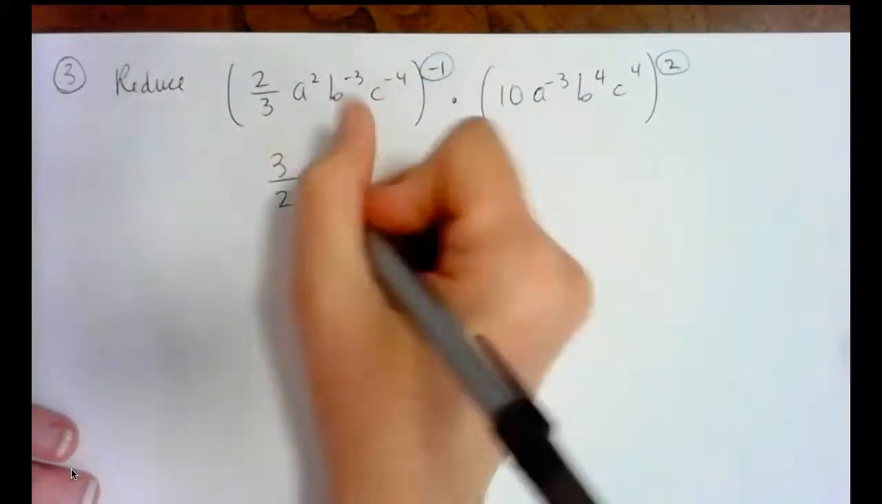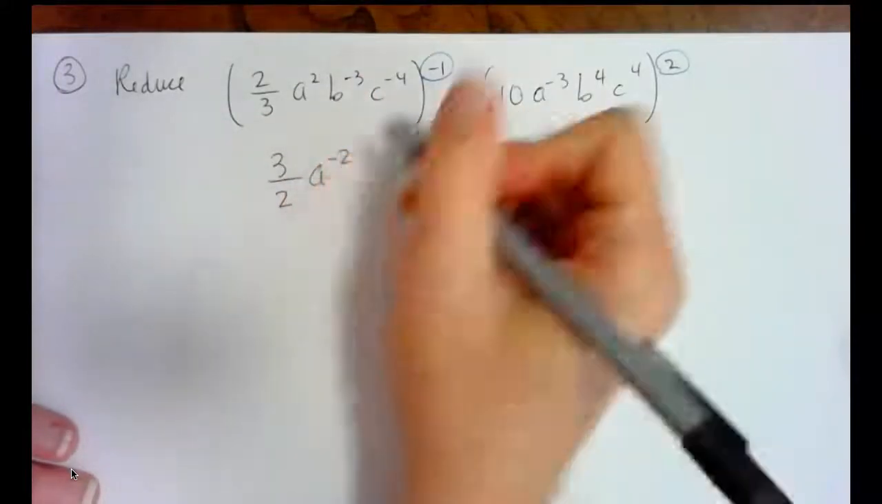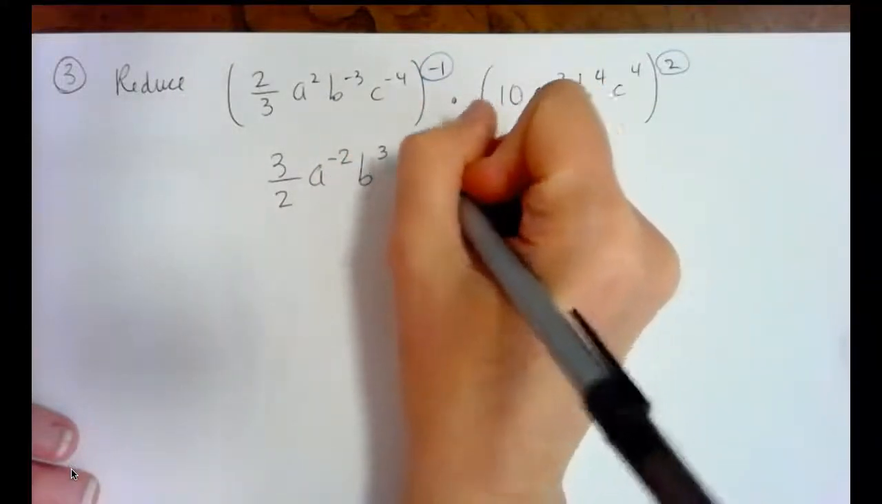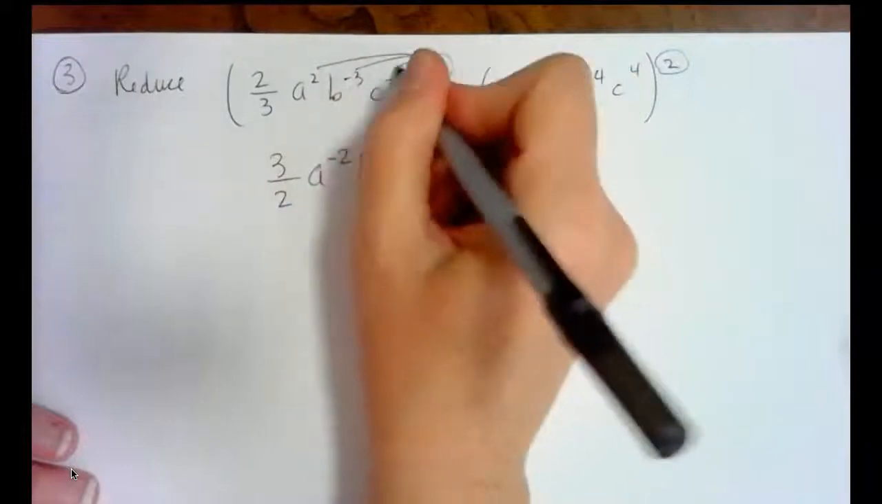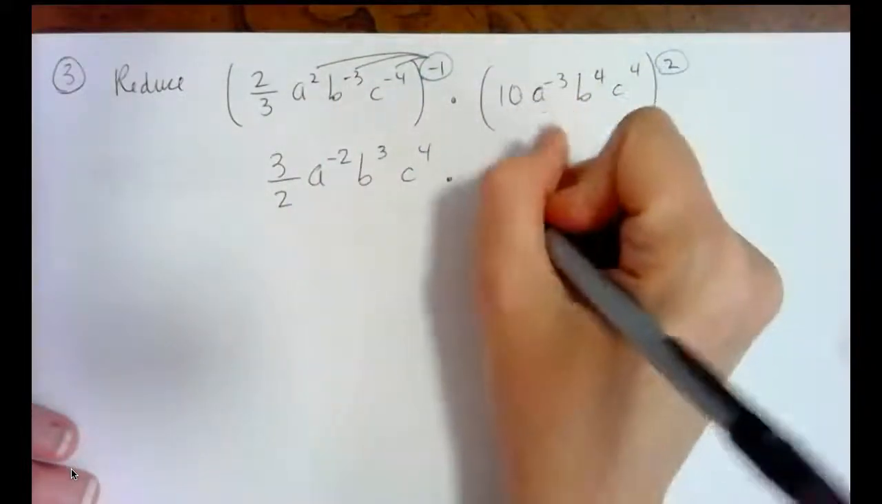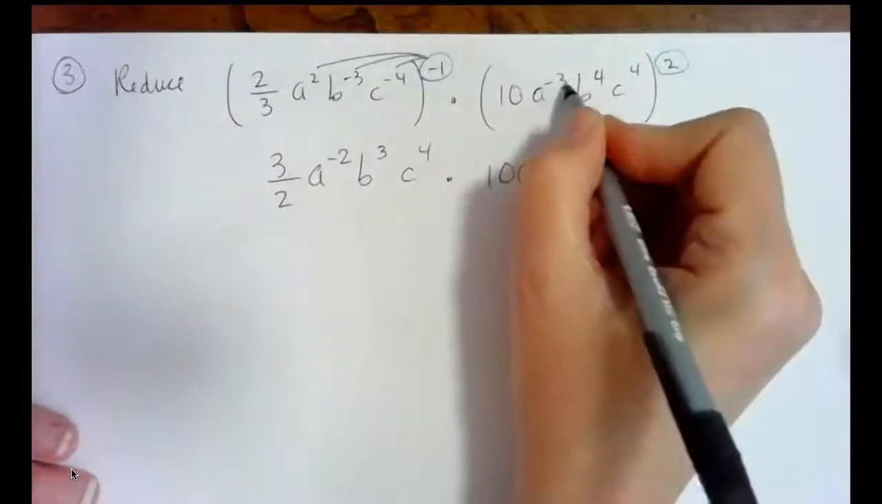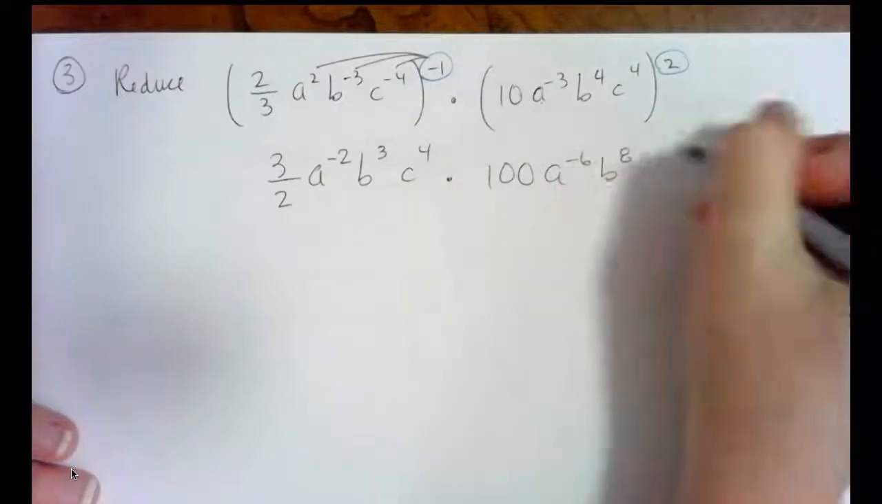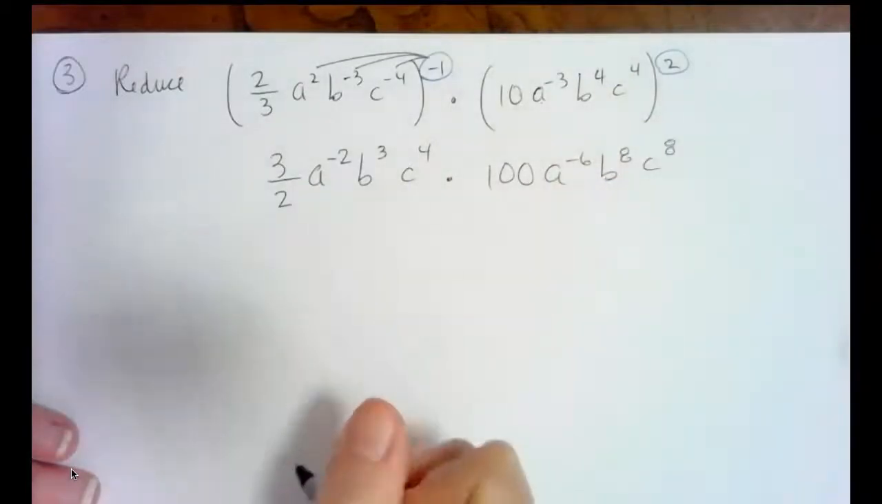A squared to the -1, a to the -2, b to the +3, and c to the +4. We're raising all of those to that power to power. Next, 10 squared is 100. A to the -3rd squared, that's a to the -6th, b to the 8th, and c to the 8th.